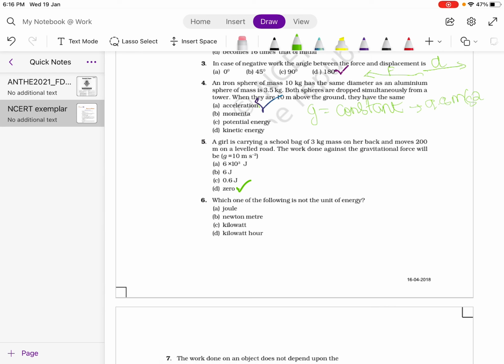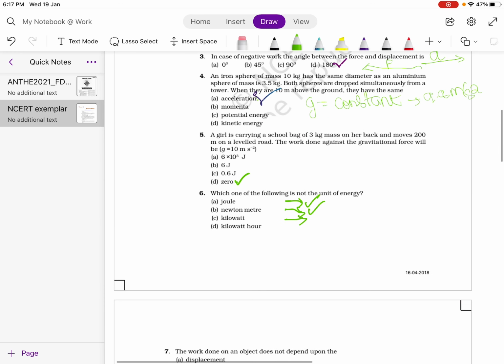Next one. Which one of the following is not a unit of energy? First, we should see the 4 options. So joule, yes, it's a unit of energy. Newton meter, joule is nothing but work. If we take the formula, it's force into displacement, and Newton into meter, it's also correct. Kilowatt. We know that kilowatt is a unit of electrical power, so it's not. And kilowatt hour, yes, it's energy. So answer is option C.